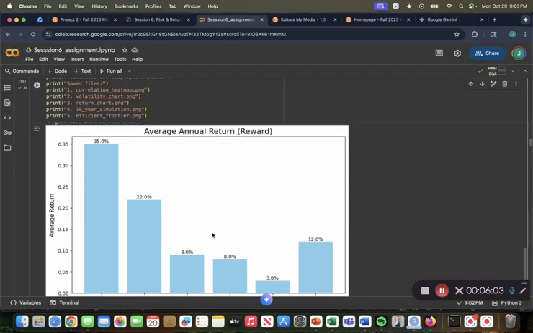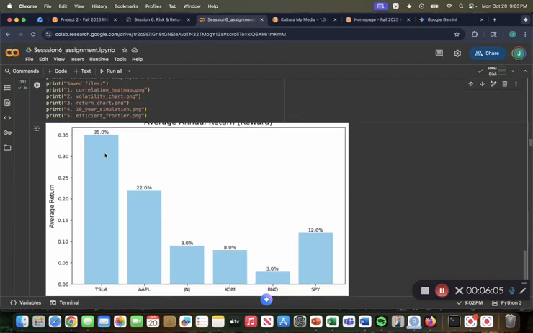Then our highest annual return, Tesla also has the highest average return annually. So with risk comes return and vice versa, as we can see here. The bonds with the lowest return also have the lowest risk, so it's the safest, but you won't earn as much. So that's just being conservative.